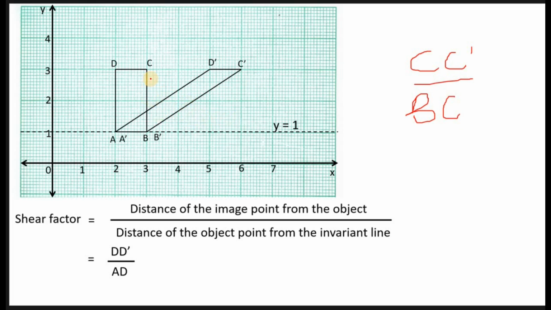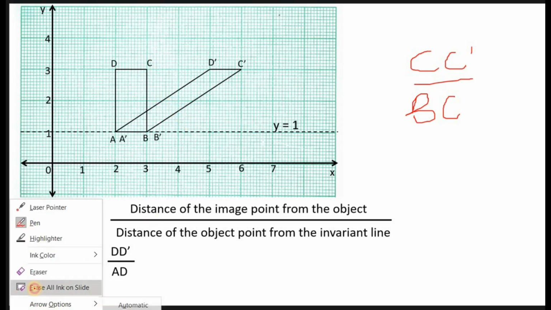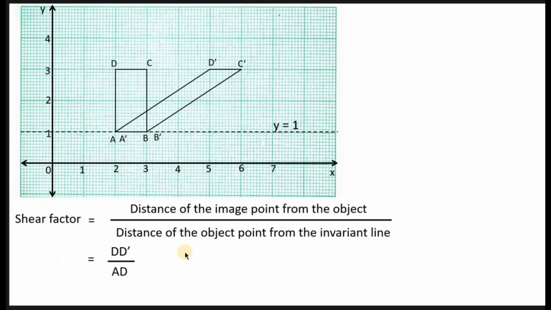All right, so as long as you are picking, first of all, the distance of the image point from the object point, you measure this distance here, then you divide it by the distance of the object point from the invariant line, measured perpendicularly to the invariant line. So you cannot say AC, because this line here is not perpendicular. You pick BC, because BC is perpendicular to the invariant line. Okay, so this is how we find the shear factor here.